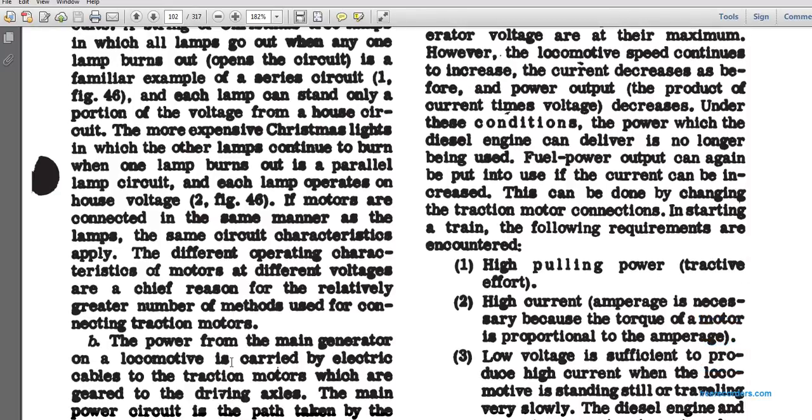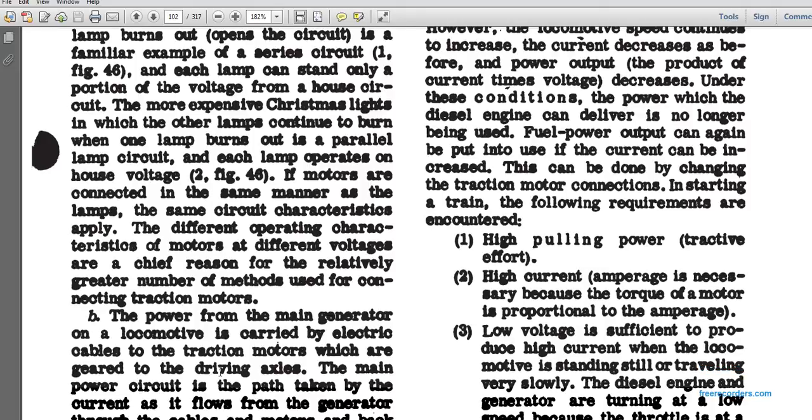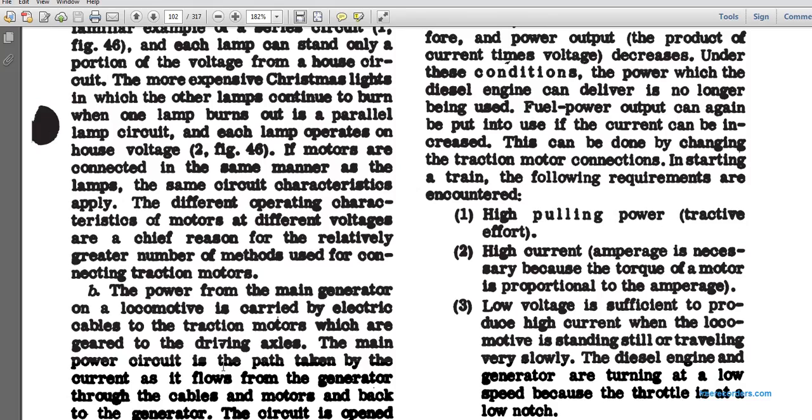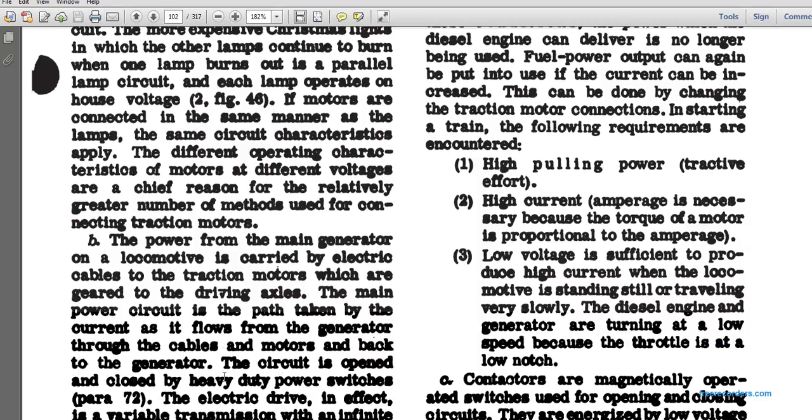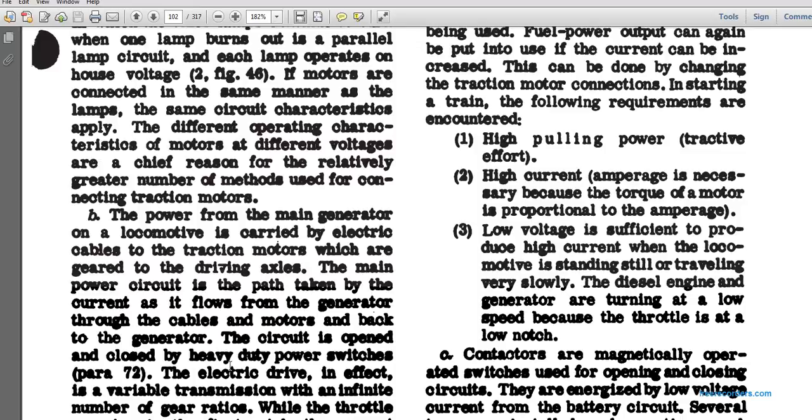The power of the main generator in the locomotive is carried by electrical cables to the traction motors, which are geared to the driven axles. The main power circuit is the path taken by the current that flows from the generator through the cables, motors, and back to the generator. The circuit is opened and closed by heavy-duty power switches. Electrical drive is in effect a variable transmission, with an infinite number of gear ratios controlled by the throttle.